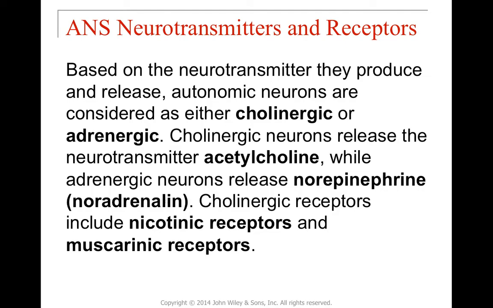All right, so I've just given you a couple of different ways that we can break this down, but we actually have multiple other ways that we can look at it as well. So based on the neurotransmitter produced and released, the neurons are going to be considered either cholinergic or adrenergic. Now, either they're producing acetylcholine, which we talked about previously, that would be cholinergic, or they're going to be releasing norepinephrine, also known as noradrenaline. We also have heard of it as epinephrine or adrenaline, and that is going to be considered adrenergic neurons. So cholinergic receptors are going to include 2 different types, nicotinic receptors and muscarinic receptors.